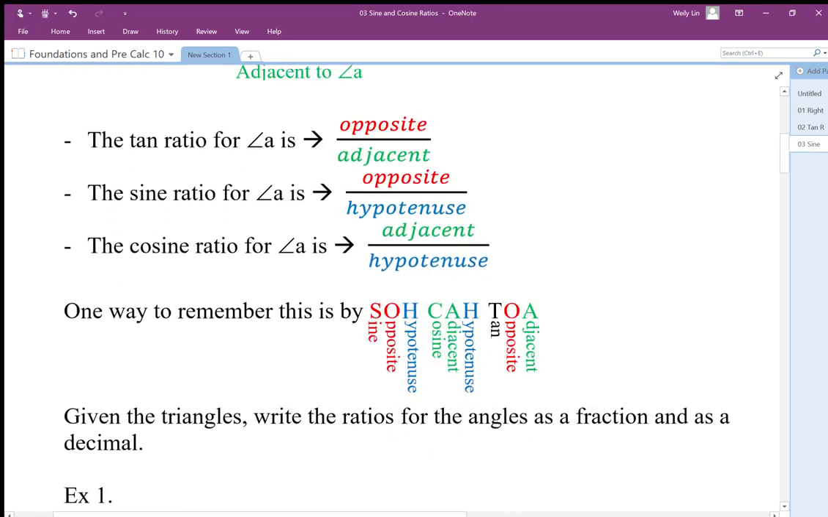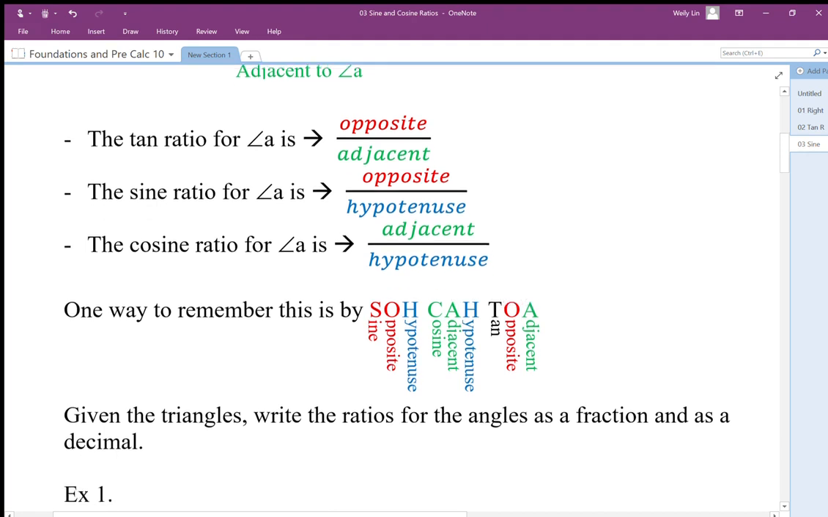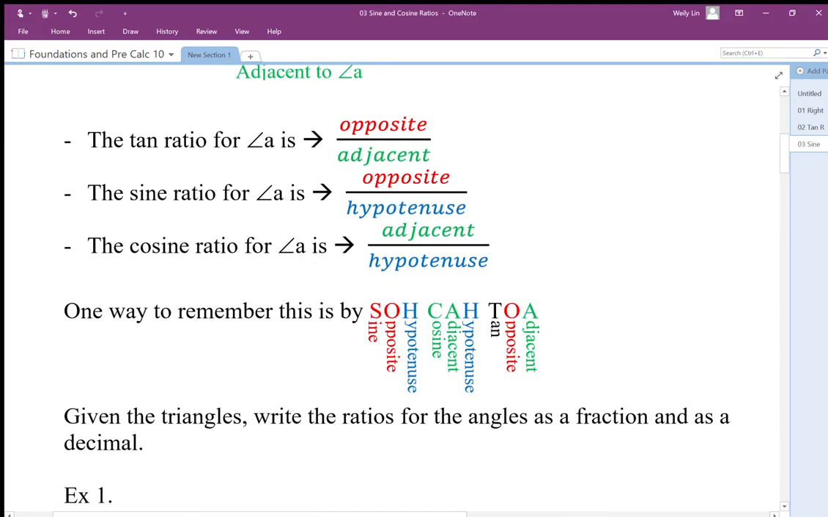Some people like to remember these ratios with this acronym, SOHCAHTOA. And the acronym stands for: SOH, sine is opposite over hypotenuse. CAH, cosine is adjacent to hypotenuse. And TOA, tan is opposite to adjacent ratio, or the slope ratio. So this is a very useful thing that can be used. This is fairly universal as well. When we say SOHCAHTOA, most people understand what we're talking about.